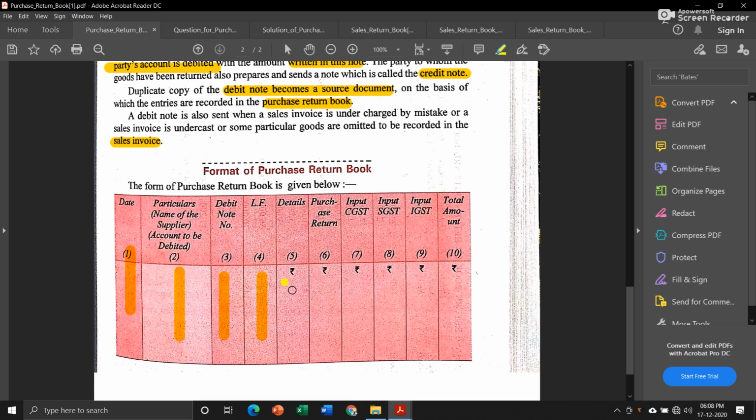Then ledger folio, then details, then purchase return amount, then input CGST, input SGST, input IGST depending on the nature of transaction, whether it is intrastate or interstate supply, and in the last column we will note down the total amount.